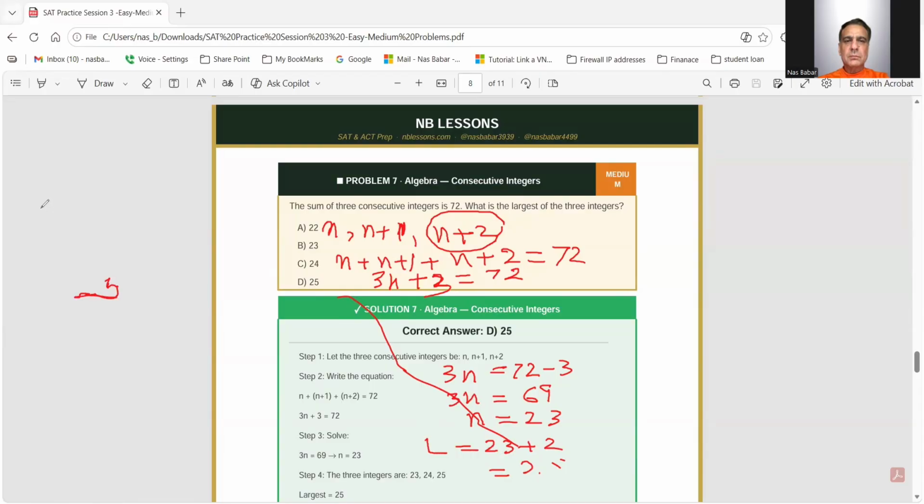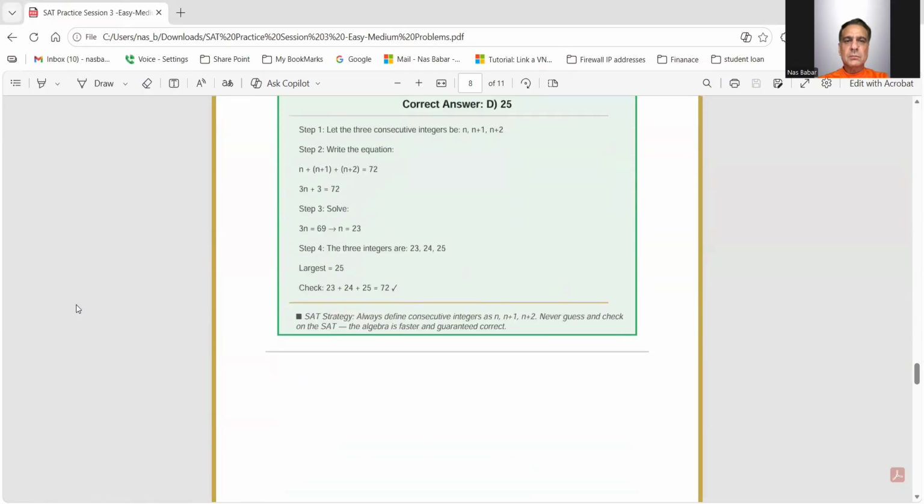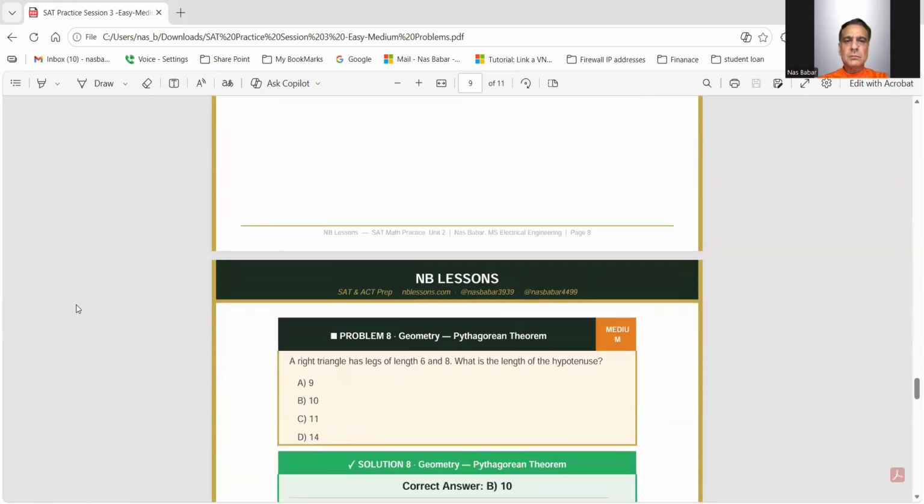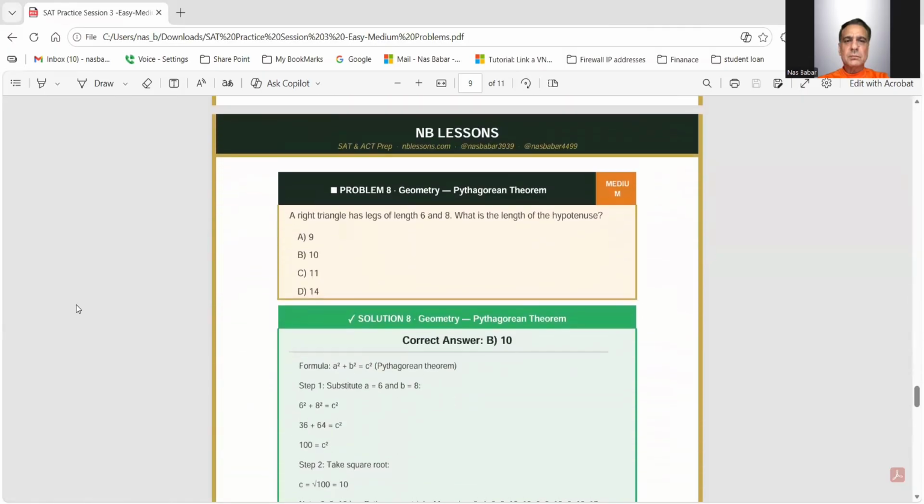All right, so let's go ahead and circle this, and then we move on to the next section. Let me go ahead and clear the board. And we move on to the next section, next problem, which is a Pythagorean theorem problem, a geometry problem.